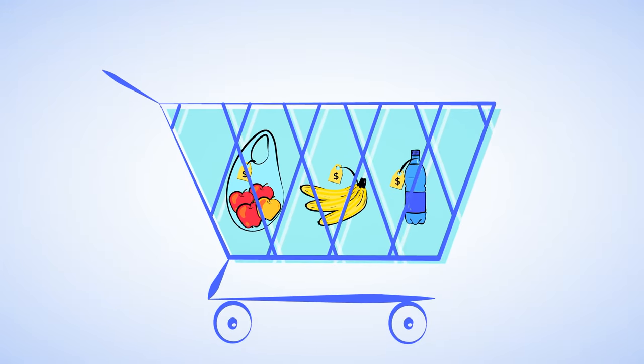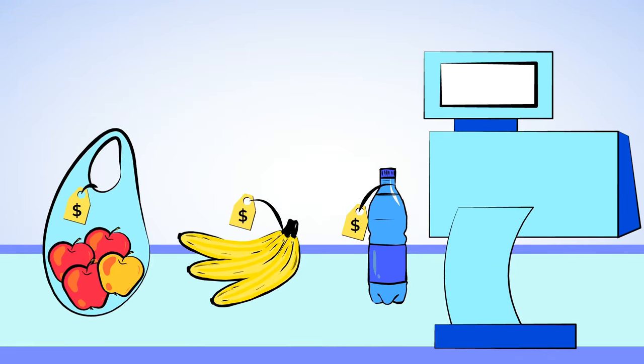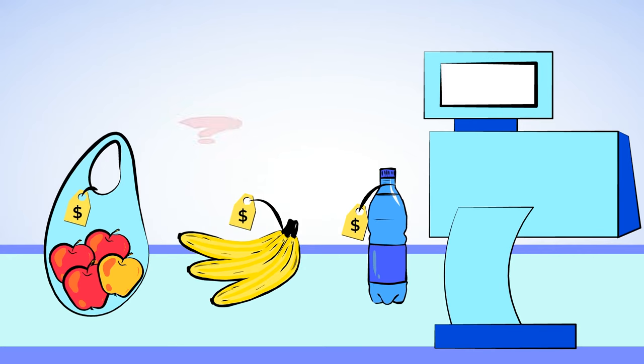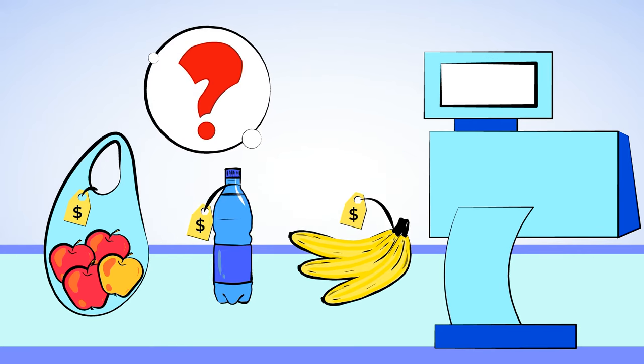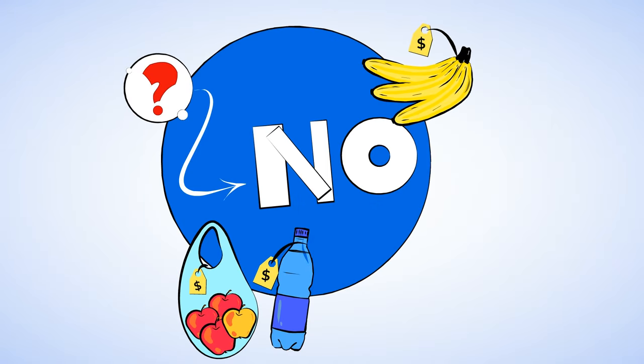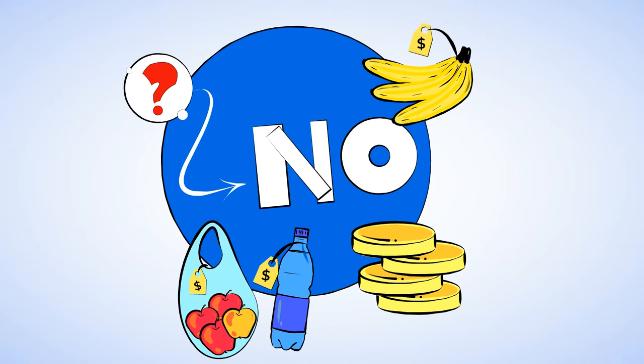Okay, here we go. You're at the cash register, and you have 2 pounds of apples, 3 bananas, and a bottle of water in your cart. Now here's the important question. Does the order in which the cashier scans the items change the total cost you'll end up paying? Of course not. Whatever the order, the price always remains the same.